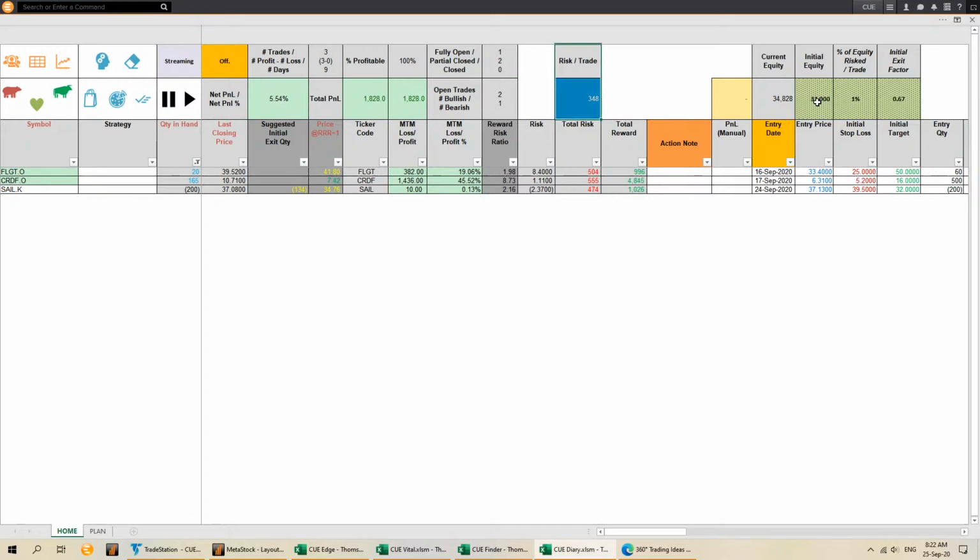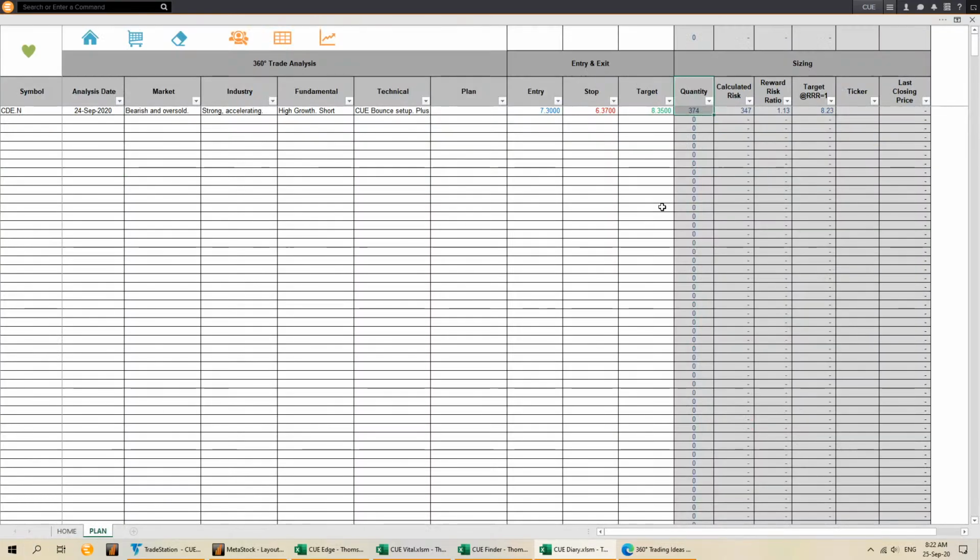That is why instead of using 1% of initial equity as the risk in this trade, it is using 1% of current equity, which is $348. And if you go to the plan tab, it is also showing if I buy 374 shares, my risk is $347, which is exactly 1%, rounded number, 1% of the current equity.